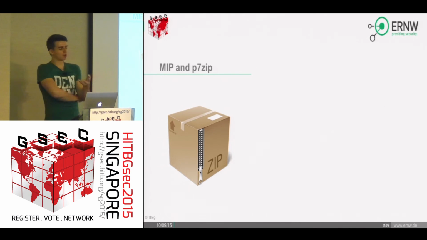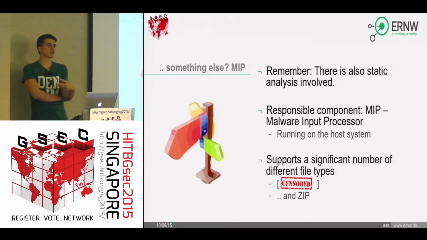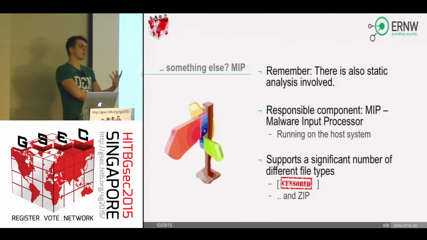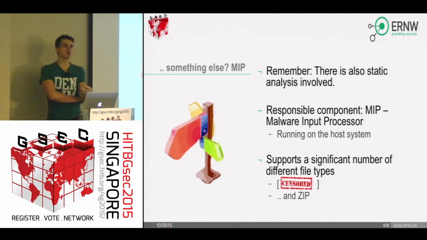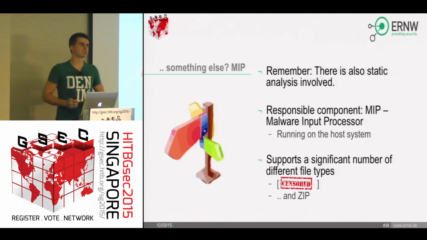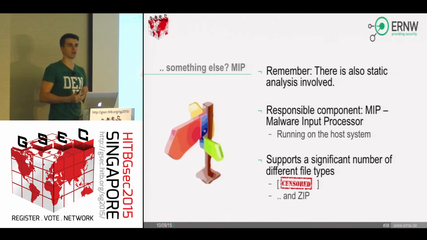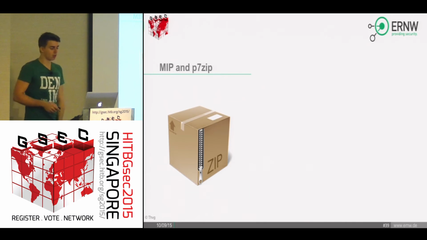And how they do this, so they support zip, because if you send your binary or your malware inside a zip archive before it's passed to dynamic analysis, the malware input processor has to extract it, because of course the zip file won't do anything interesting in the virtual machine. Instead, you want to run the actual executable.